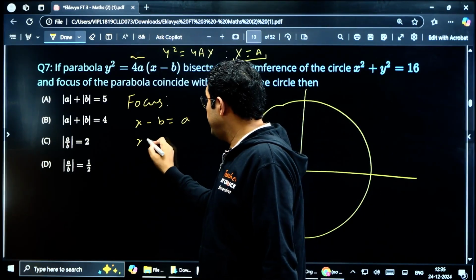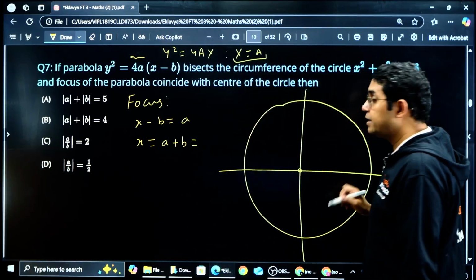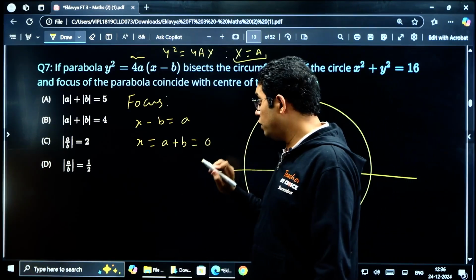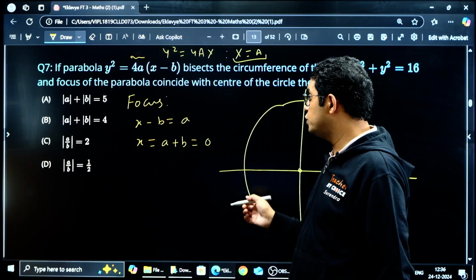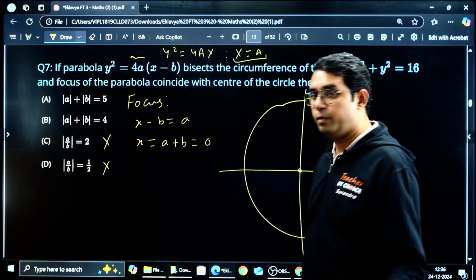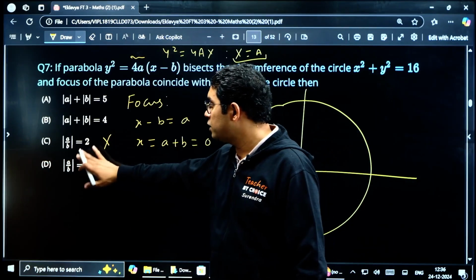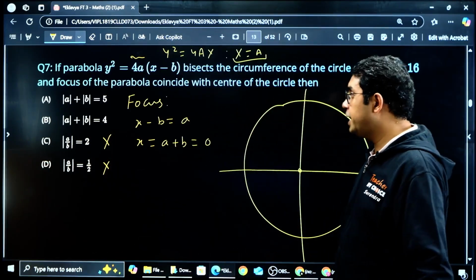So x will be equal to a + b, and we are given that the focus lies on the center of the circle, that is (0, 0). So a + b has to be equal to 0. From this, some of the options can be eliminated. These two options are not possible, because a + b = 0 means a = −b, so the division of their moduli has to be 1. So C and D cannot be the answer.